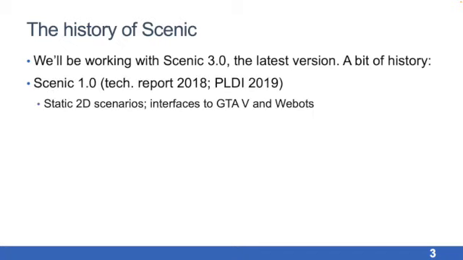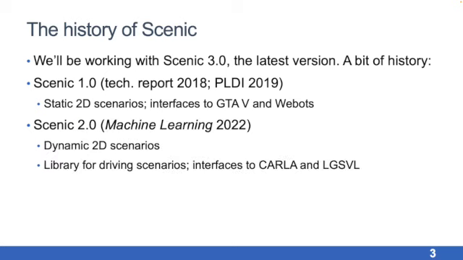The first version of Scenic, from 2018 and then in our paper in 2019, was just about static scenarios. It also had a 2D world model, which was good enough for most autonomous driving scenarios, for example. So we saw the interface to GTA 5 that Sanjit showed. We also had an interface to a robotics simulator, Webots. And most of the features we'll talk about in the first part of my section here will be from that.